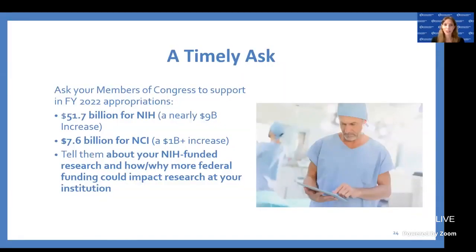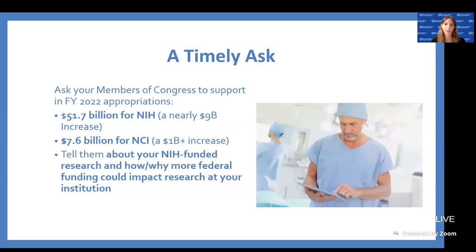And since we've just talked about how to contact your members of Congress, I'd like to close with something that you all can do today, something you can contact your members of Congress about. So as I mentioned, the fiscal year 2022 appropriation season is still underway. So after this session, please consider contacting your members of Congress. Ask them to support increases in funding for the National Institutes of Health and the National Cancer Institute.